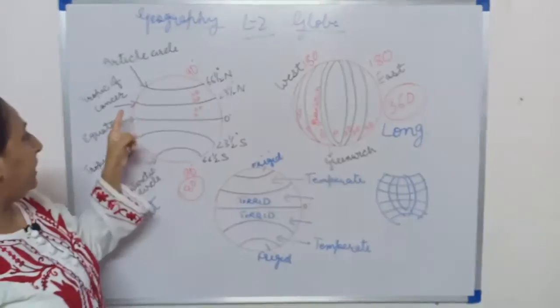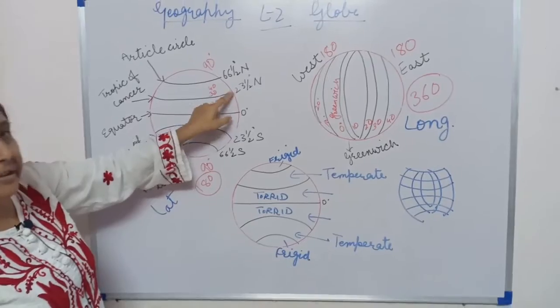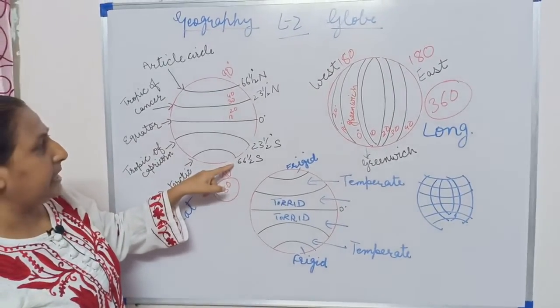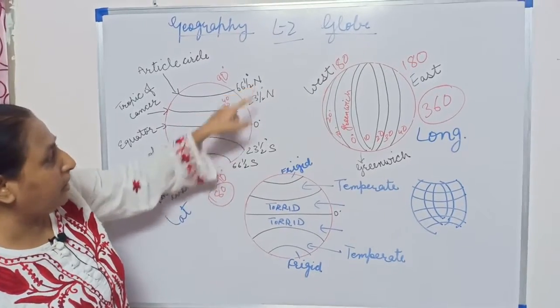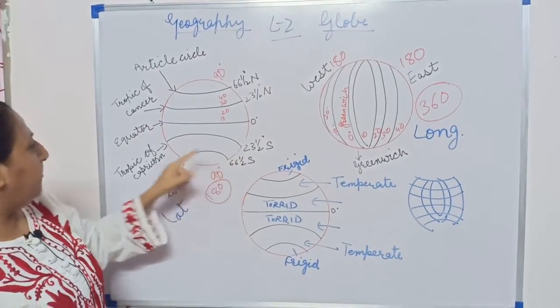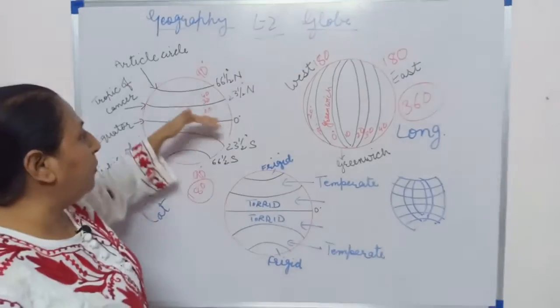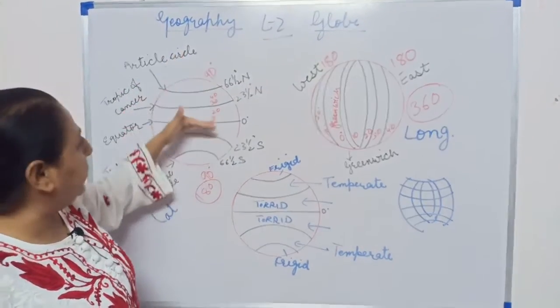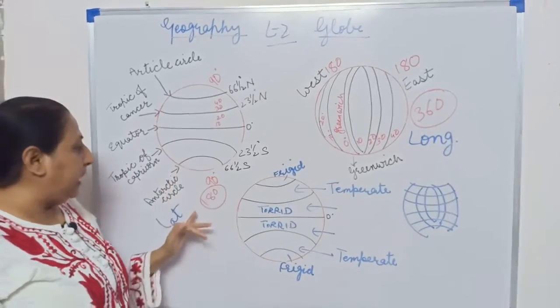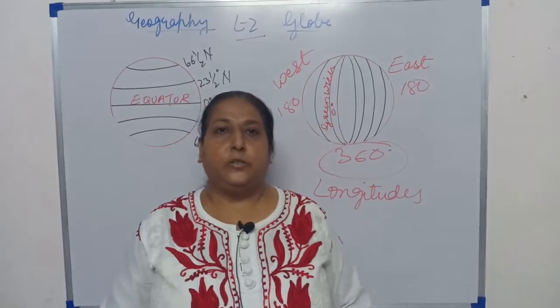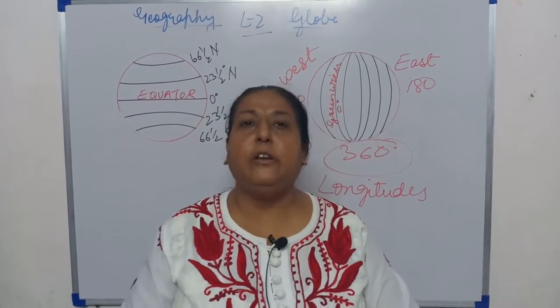The measurement is the same, 23.5 here, 23.5 here, 66.5 here, 66.5 here. The thing is, this is north and this is south. Now, students, there are total 90 towards north and 90 towards south. So, there are total 180 degrees. Okay, students, now you must have understood about latitudes.